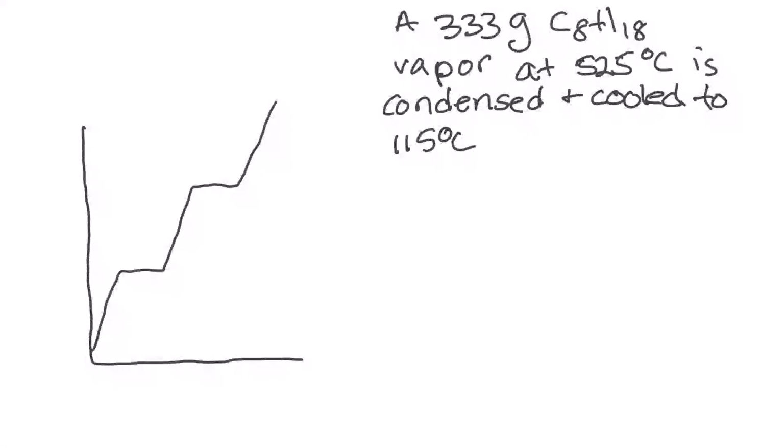So let's look at problem B. It says a 333 gram octane vapor is at 525 degrees Celsius, is condensed and cooled to 115 degrees Celsius, and they ask us at the top of the page to calculate the energy that is given off or required, and this time it would be given off, for this to happen. So how much energy is given off when octane cools from 525 to 115 if we have 333 grams?